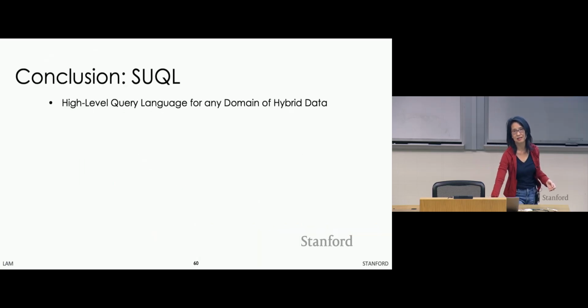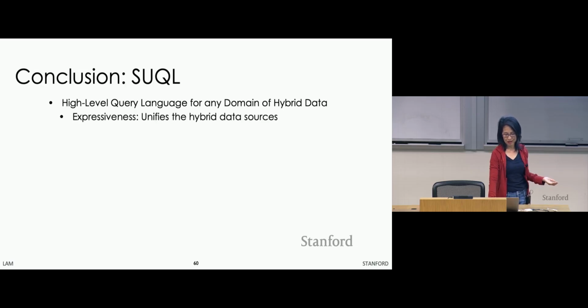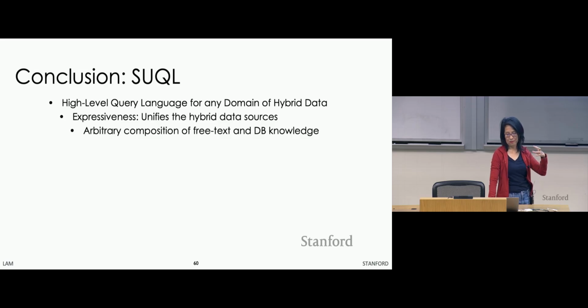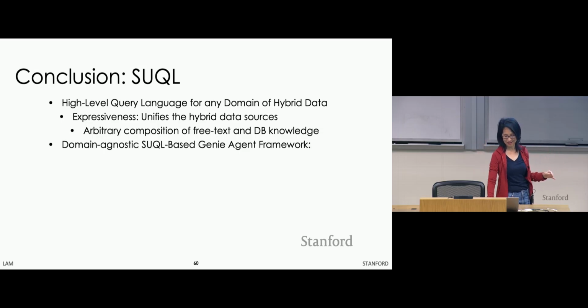So in conclusion, we're pretty happy with the design of SUQL. It is a good representation. You can keep improving the semantic parser, but it is a good way of hiding all the low-level details from the user. The most important thing is that it unifies the combination of free text and database knowledge. It's arbitrarily compositional. We saw how you go back and forth between tables and paragraphs. So it is one whole corpus, even though they are represented very, very differently.